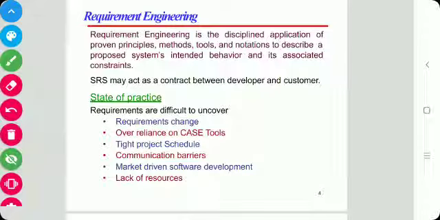Then the second cause is that requirements change. We know human nature: humans always want change. Because of that, the customer always wants changes in the requirements, or some ideas are there in the customer's mind, so he can update the requirements according to his need. So that is the second reason.